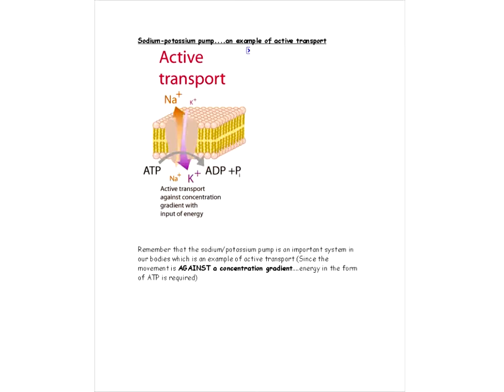All right, now one example of active transport is the sodium-potassium pump. Okay, so this is sodium, Na+, K+ is potassium. And so again, it's an example of active transport. Remember that the sodium-potassium pump is an important system in our bodies. Now, it involves a movement against a concentration gradient. In other words, it's going from low concentration to high concentration, and whenever you're doing that, you always need energy in the form of ATP.